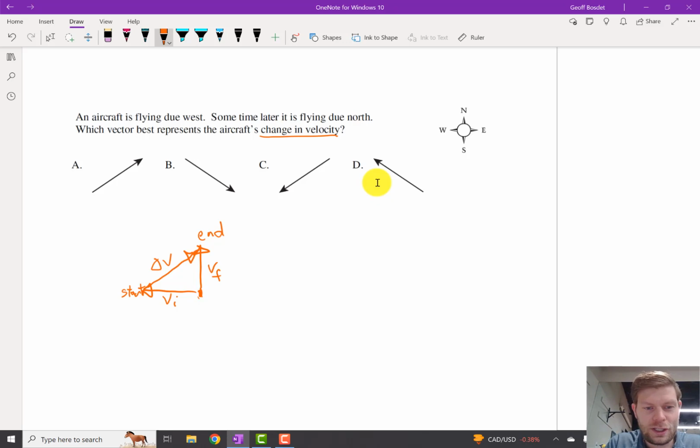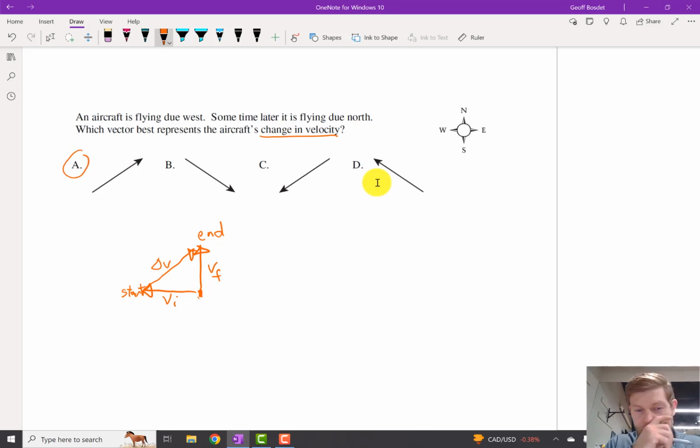Initial plus change in equals final. So these two get added to make that. But yeah, I just like doing the logic thing. Hey, this is where I started out. I can pretend any vector is displacement. So I'm saying I start here, I end at this point. This is how I get there. And that's going to be my change.